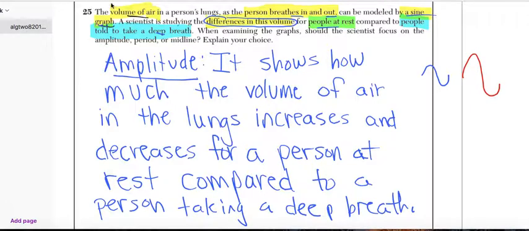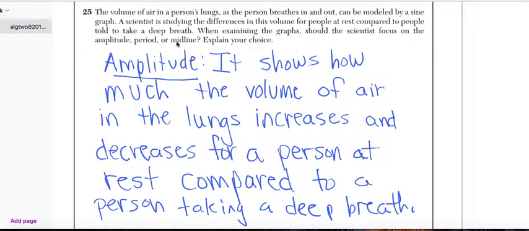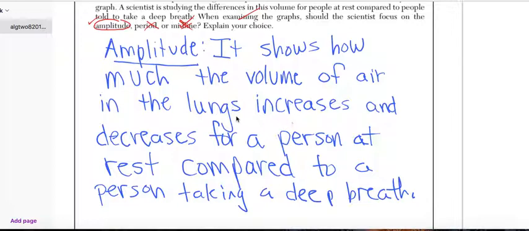All right, so let's make sure we answer the question. The volume of air in a person's lungs as they breathe in and out can be modeled by a sine curve. A scientist is studying the differences in this volume for people at rest compared to people taking a deep breath. When examining the graphs, should the scientist focus on the amplitude, period, or midline? We said this scientist should focus on the amplitude, right? Not either of these two. So we answered this part of the question. Explain your choice: because it shows how much the volume of air in the lungs increases and decreases. That's the difference for a person at rest compared to a person taking a deep breath. So we explained our choice as well.